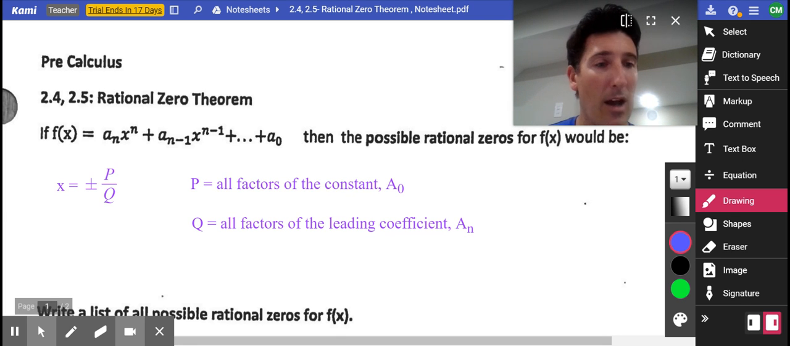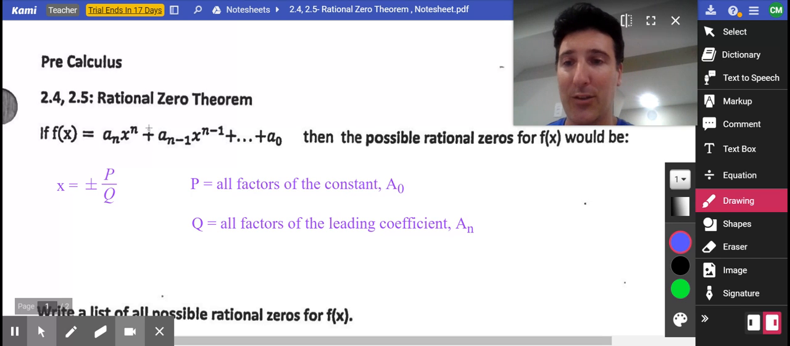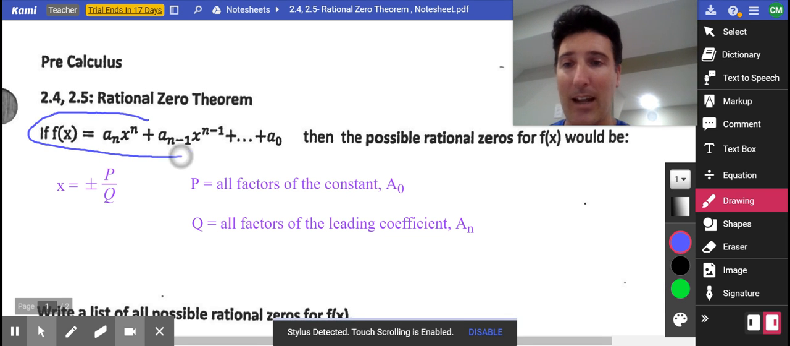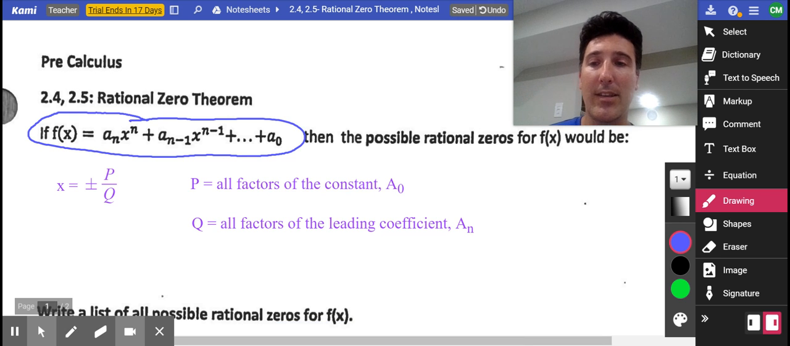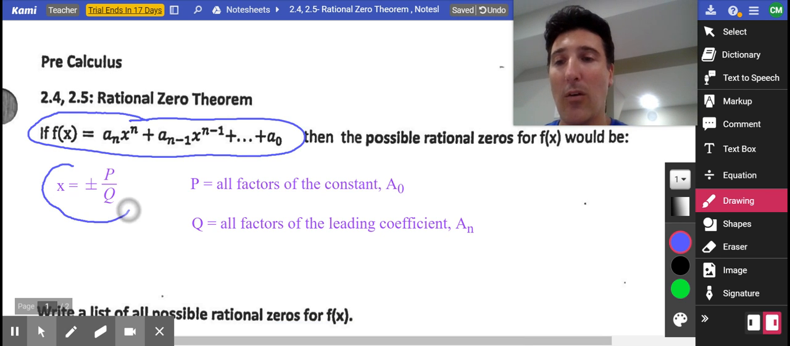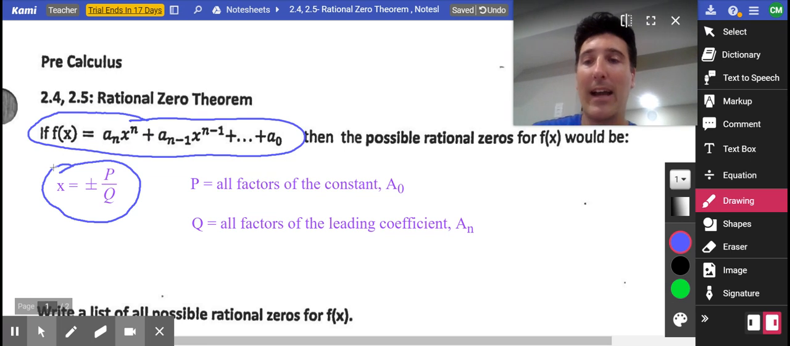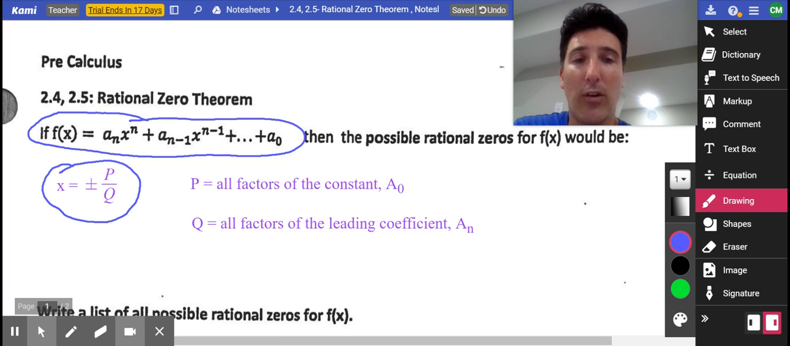And it looks really complex, but it's really not. Like when you look at this, it's kind of like, what is that? This is the main thing that you have to know. I have x equals plus or minus p over q. These are the possible rational zeros.